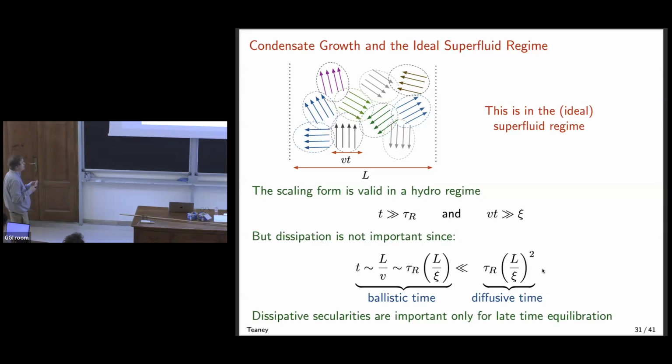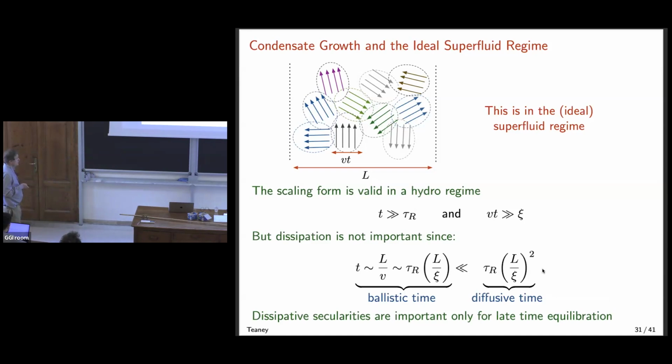And so, furthermore, okay, dissipation in this growth of the chiral condensate is actually not important because the time of interest is t over L over v, this ballistic time, tau R times L over ξ, which is much less than the diffusive time. And so in this regime, you can neglect all of the dissipative dynamics and just use the ideal superfluid hydro equations, fully nonlinear, but non-dissipative, to predict this growth of the chiral condensate.